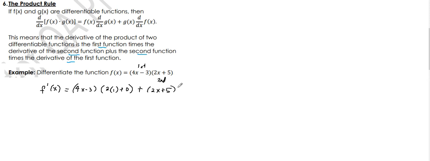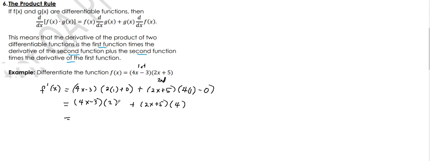Now, we will get the derivative of the first naman this time. So, we have the derivative of 4x is 4. And then, yung x magiging 1. Then, itong ating pong 3 magiging 0. Kasi that is a constant rule. So let's simplify. We have quantity 4x minus 3, and 2 times 1 is 2 plus 0 is 2. Plus 2x plus 5 times 4 times 1 is 4 minus 0 is 4.